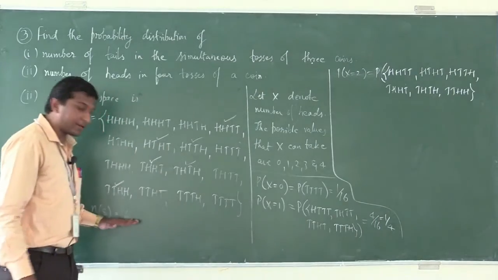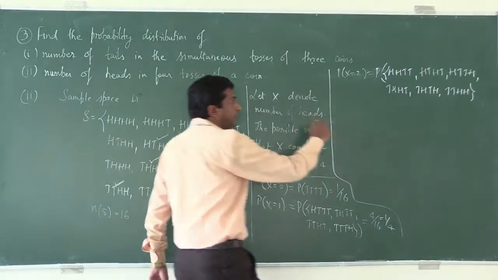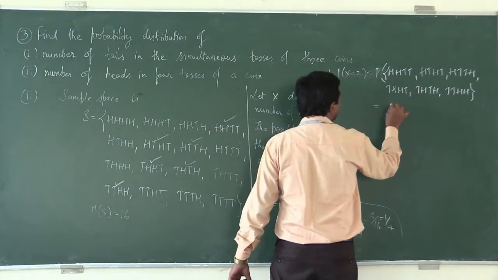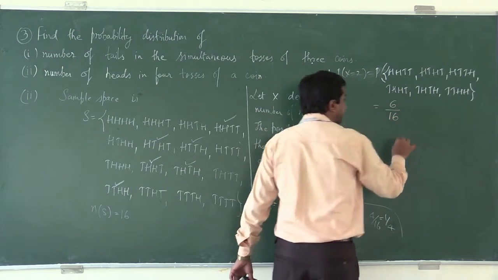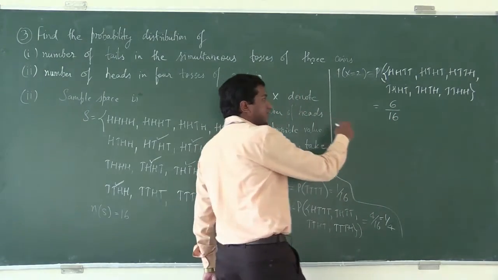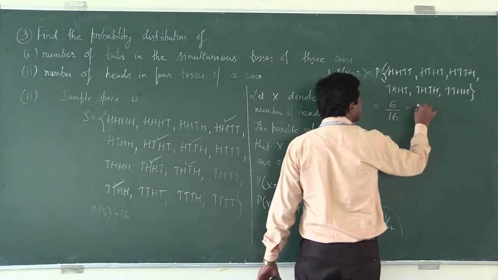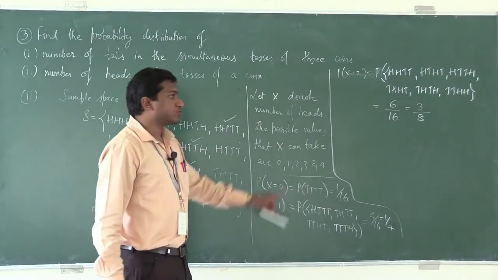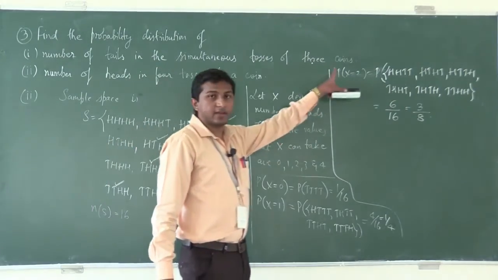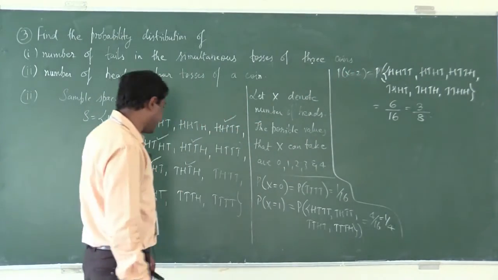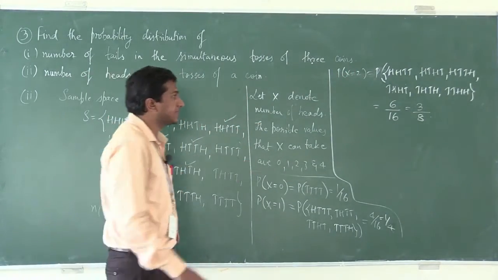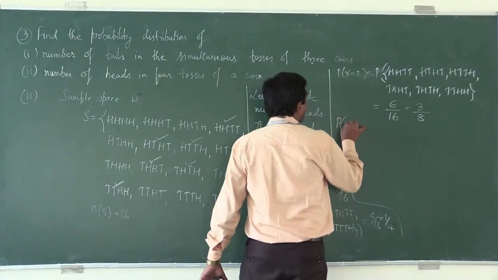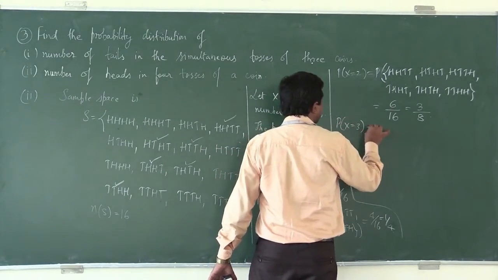Total number of elements is 16. Of this, 6 we have taken here. Probability will be 6 by 16. On simplifying this further, I can write this as 3 by 8. Okay, so that is probability when x equals 2. Next, probability when x is 3. P of x equals 3.